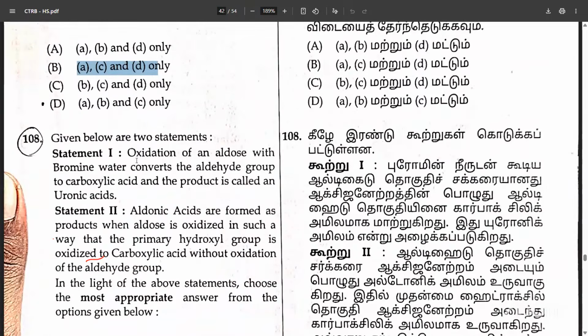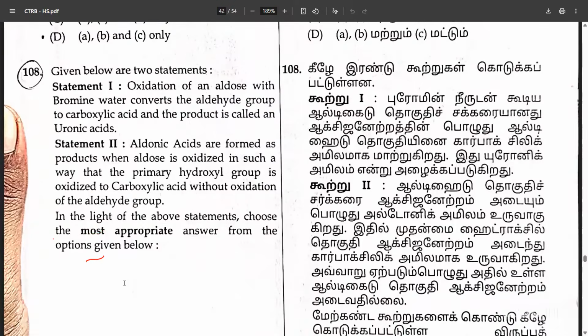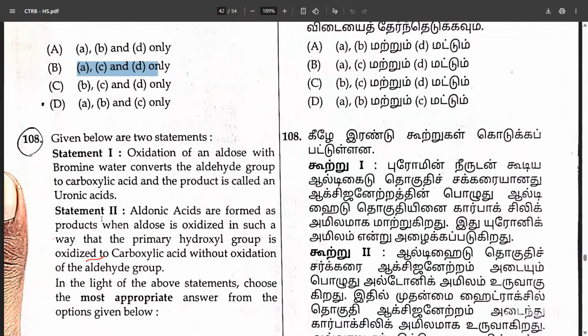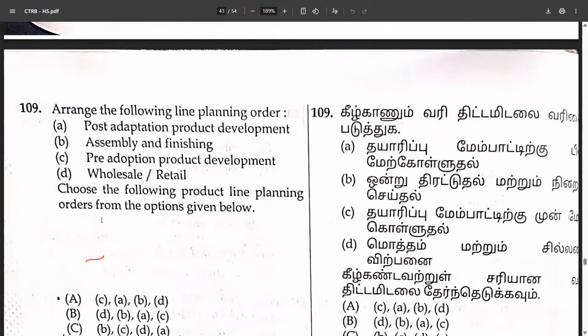108 question. Statement 1 is oxidation of an aldose with bromine water converts the aldehyde group to carboxylic acid, and the product is called aldonic acid. Statement 2: uronic acids are formed as a product when aldose is oxidized in such a way that the primary hydroxyl group is oxidized to carboxylic acid without oxidation of the aldehyde group. So here the correct one will be both the statements are correct, explaining it very well. Both the statements are correct. Arrange the following line planning order.